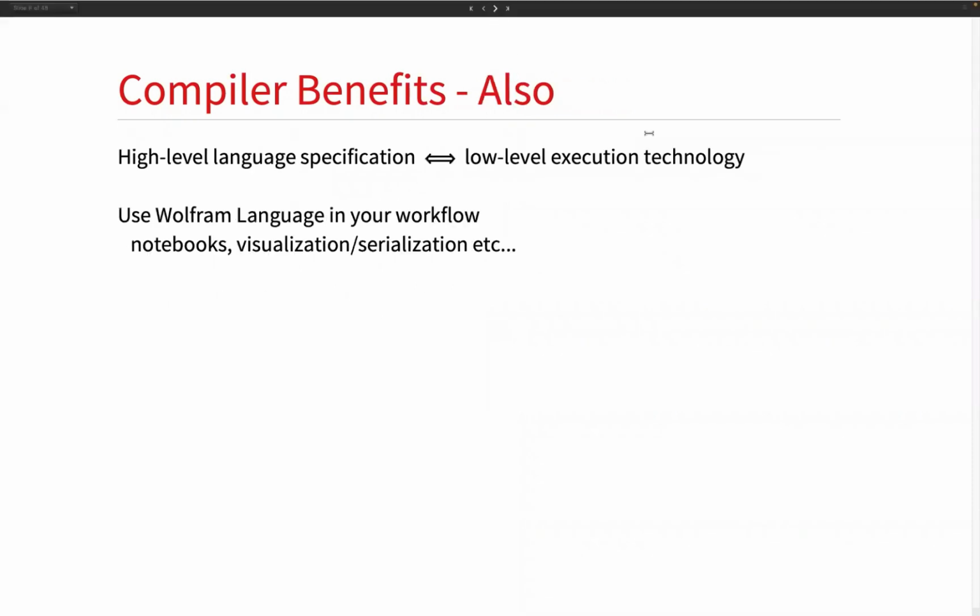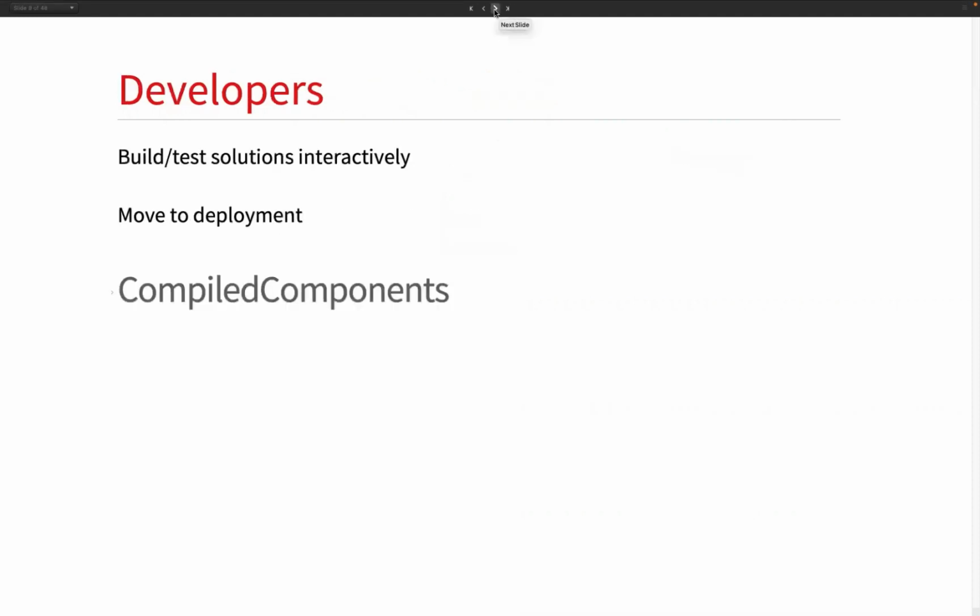But it also has other benefits, and this is something people get very confused about, sadly: it takes a high-level language specification and couples it to a low-level execution technology. It also lets you use Wolfram language in the workflow, so as you're building solutions, you can use notebooks to visualize things or serialize things or make little plots to study how fast your code benchmarks, and that's all pretty useful. Much harder with more traditional compiler systems.